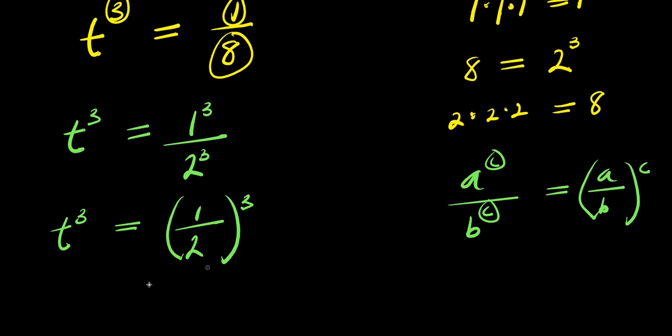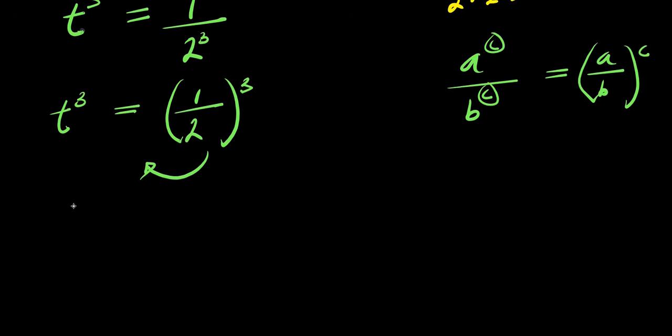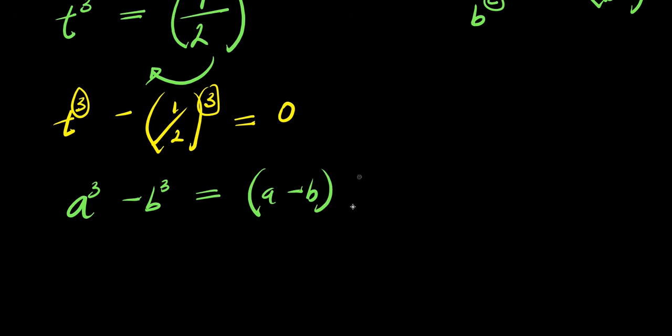So right now, we move this over here. We simply have t power 3 minus 1 over 2 to the power of 3, and this equals 0. So right now we have power 3 here, power 3 here, so let's expand it using this identity. If you have a power 3 minus b power 3, this equals a minus b times a squared plus ab plus b power 2.